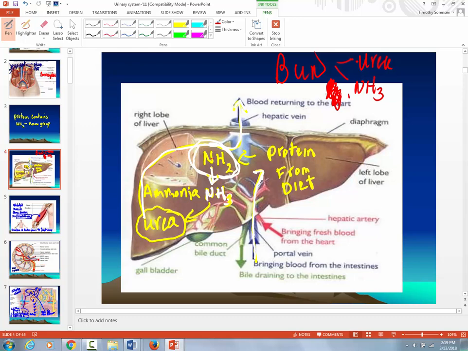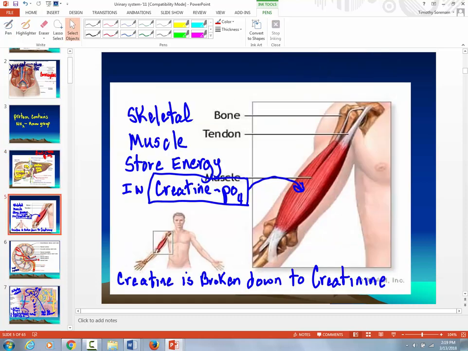So the kidneys have to get rid of this blood urea nitrogen. And the only way that you can get rid of it is by filtering it out of your blood. And the kidneys do that. The other waste product that the kidney has to get rid of is creatinine.